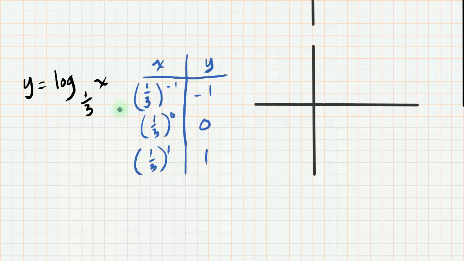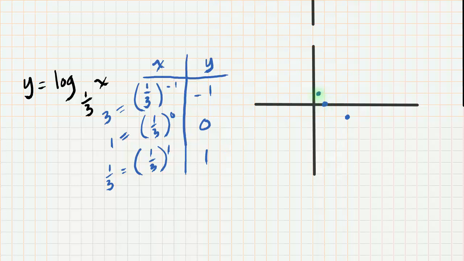And if we evaluate these to get our ordered pairs, 1/3 to the negative 1 is 3. 1/3 to the 0 is 1. 1/3 to the 1, of course, is just 1/3. So let's take a look at what happens here. Our first ordered pair is 3 comma negative 1. And then 1 comma 0. We will see that 1 comma 0 is on every logarithmic function's graph if it's a basic logarithm, if it's not transformed. And then 1/3 comma 1.